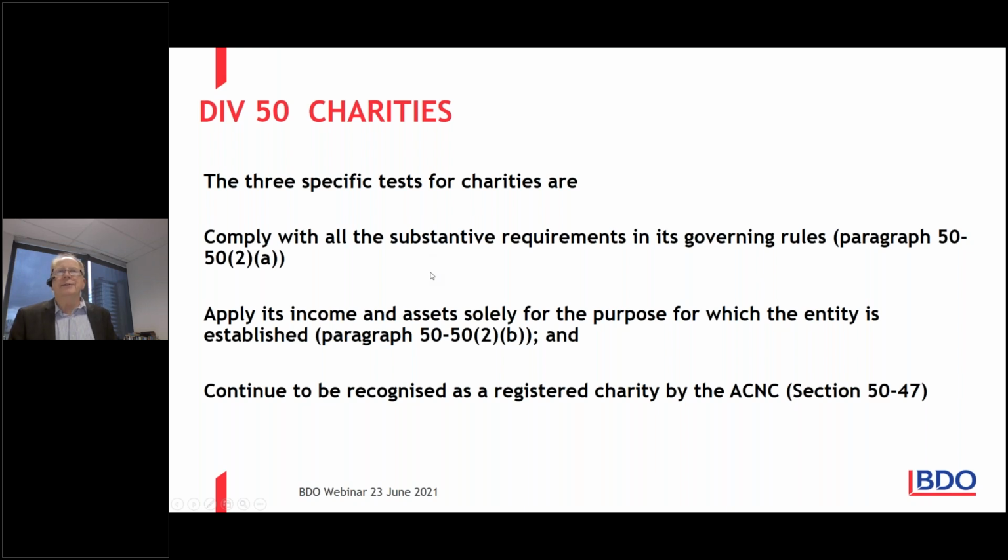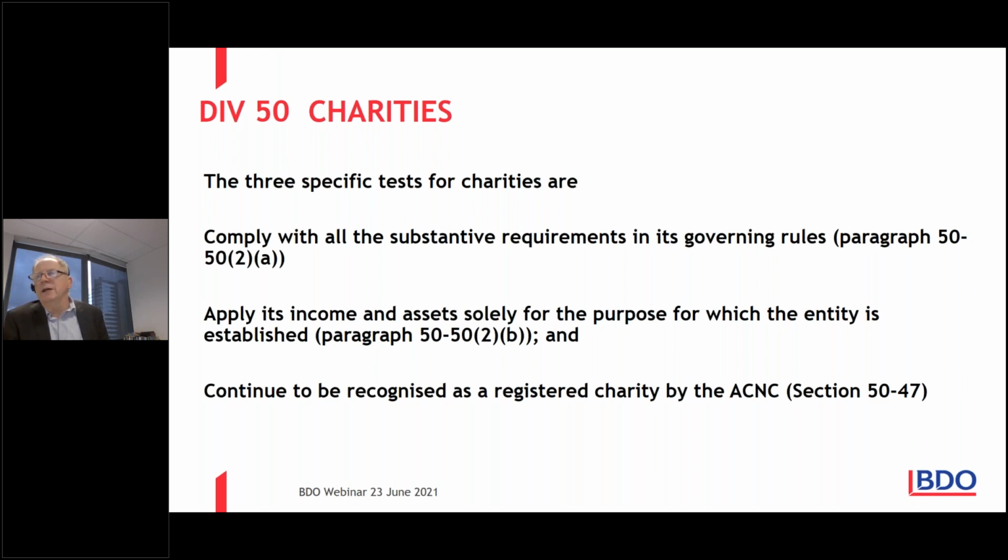So for charities, the three basic requirements are that you must comply with all the substantive requirements in your governing rules. You must apply income and assets solely for the purpose for which the entity is established. And you must continue to be registered as a registered charity with the ACNC.